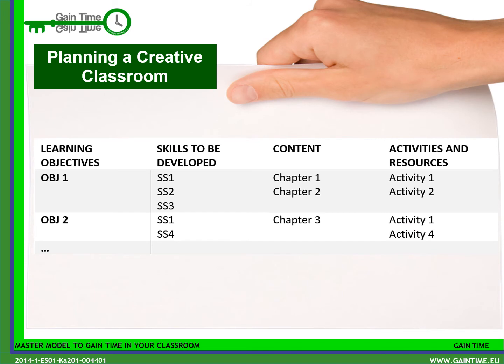In order to facilitate the alignment among the elements, create a table like the one in this slide. This table shows how a class may be planned and the relation between the objectives of the lesson, the skills we want the student to develop, since for the same objective we can have more than one skill to be developed, the contents, and the activities and resources matching the learning objectives.